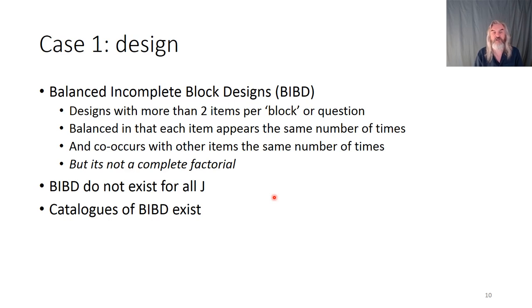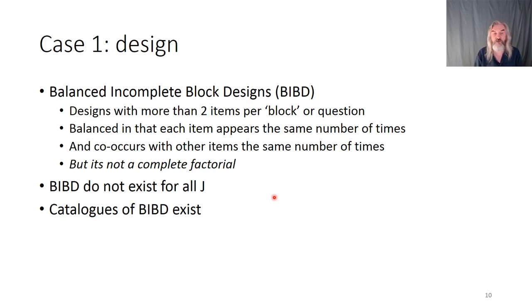It's balanced in that each item appears the same number of times across my complete number of designs, so I could be offering them, let's say, 10 of these questions, and across the 10 questions each of my items will appear the same number of times, so that's what it means it's balanced. It also occurs with the other items the same number of times. So object 1 and object 2 will appear the same number of times as object 1 and object 3 appear together.